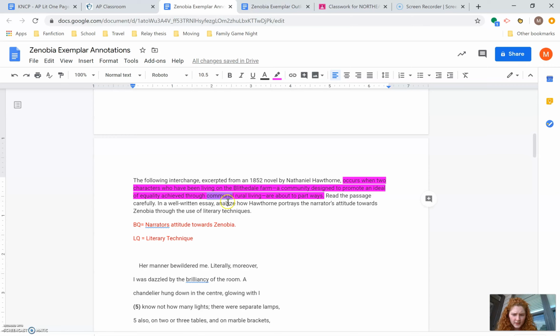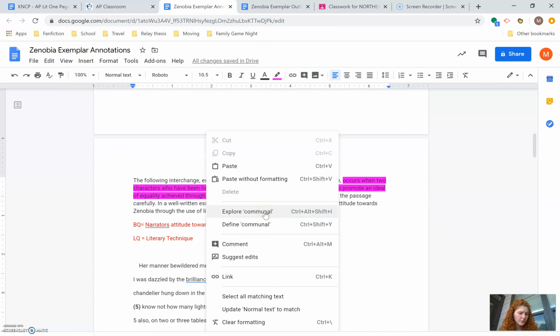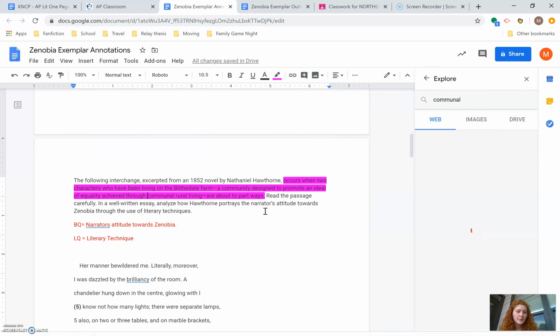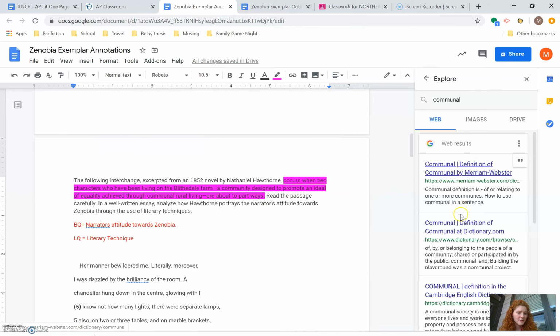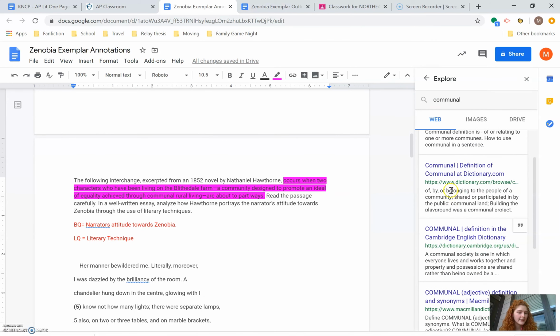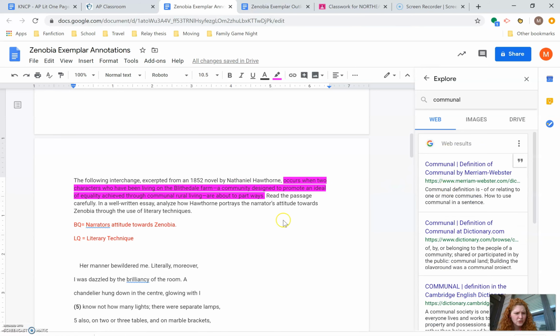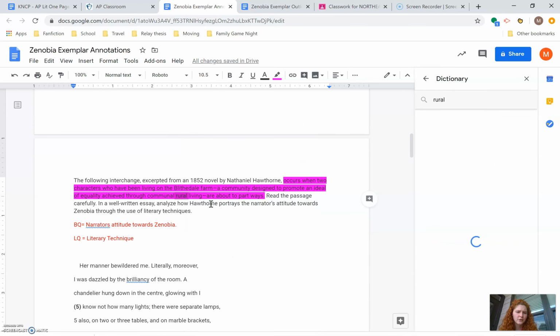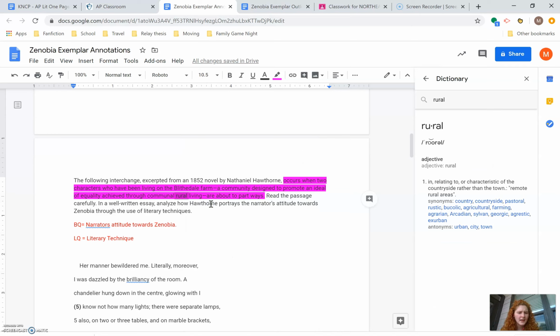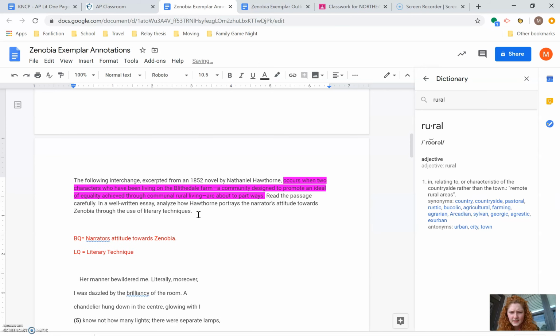If you highlight the word in your Google Doc and then right click on it, it's going to say explore communal. Up here, it pops up and it gives you a definition, and it finds it on the internet for you. You can also choose to do an explore like this. So let's say rural. We don't know what rural means. So we right click on that and let's define rural. It means something out of the town or in the countryside. Okay, so rural means countryside. We can start translating out what this context means.